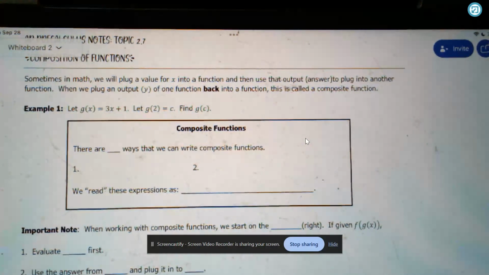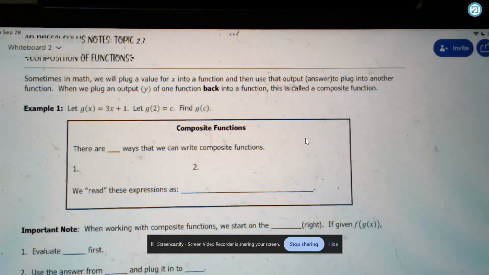Okay. All right. So sometimes in math, we will plug in a value for x into a function and then use the output, the answer, to plug into another function. When we plug the output of one function back into the function, this is called a composite function. Okay. So again, we've done these. We've done f of g of x, things of that nature is what you've done before. And that is what we will get to here past example number 1. So let's look at example number 1 first. Let g of x equal 3x plus 1. Let g of 2 equal c. They want you to find g of c.